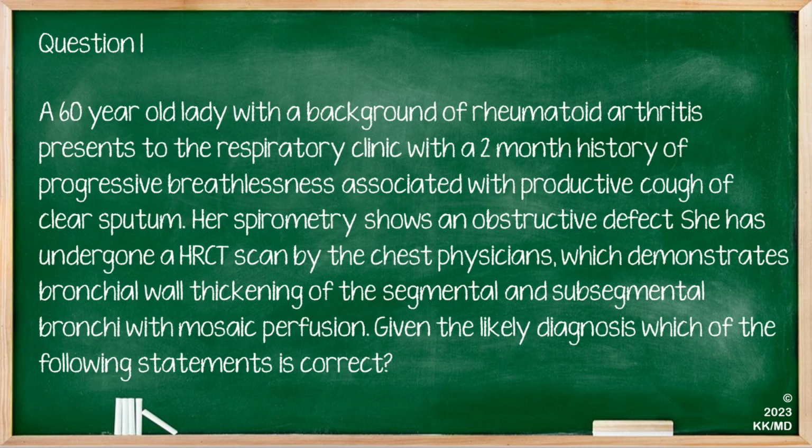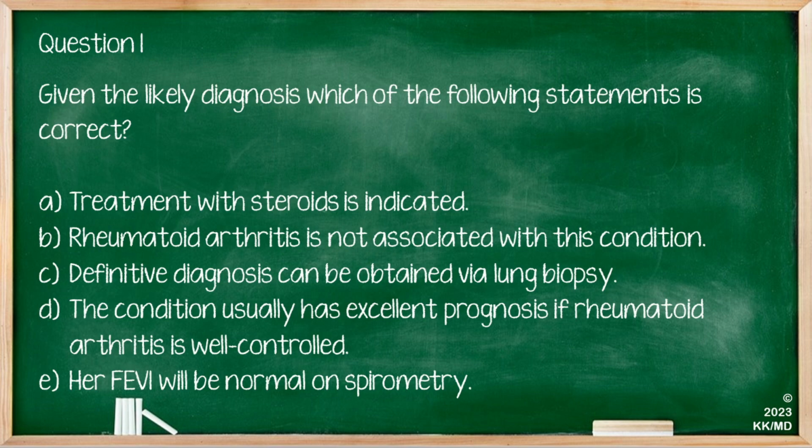A 60-year-old lady with a background of rheumatoid arthritis presents to the respiratory clinic with a 2-month history of progressive breathlessness associated with productive cough of clear sputum. Her spirometry shows an obstructive defect, and she has undergone a HRCT requested by the chest physician, which demonstrates bronchial wall thickening of the segmental and subsegmental bronchi with mosaic perfusion. So hopefully, if you were listening, you will realize that the HRCT finding is very specific and highly suggestive of bronchiolitis obliterans. Given the likely diagnosis, which of the following statements is correct?